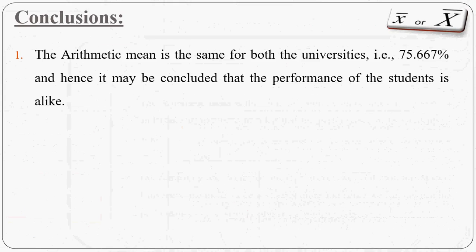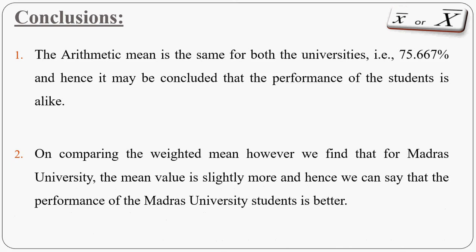So in conclusion, what we need to write with regards to the problem we have seen about Bombay and Madras University: the arithmetic mean is the same, as I showed you in the previous slides, 75.667. On comparing the weighted mean, Madras University is slightly more than Mumbai University. As usual, I told you, dear students, you can write this in your own understanding, in your own way. You need not write in the same way. This is just for your information. So I hope this conclusion is clear to understand.